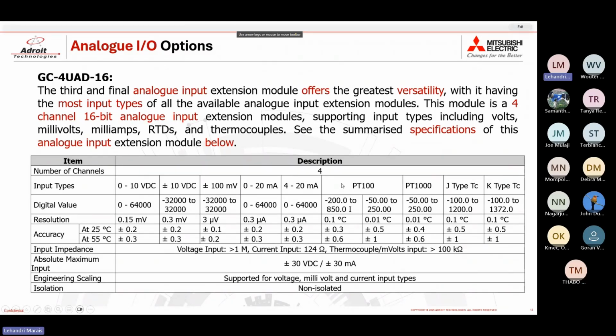Now, one thing to note, and this actually also applies to all the temperature inputs. For the temperature inputs for any of the GOC43 analog extension modules, temperature inputs cannot be scaled by the user. It is actually automatically scaled by the PLC itself, whereas for your voltage and milliamp inputs, the user can define a scale.